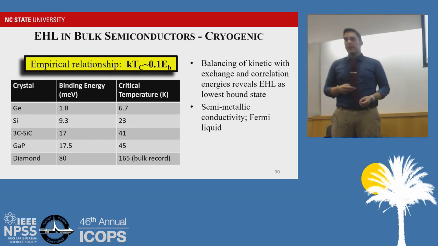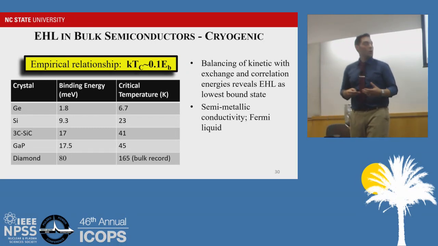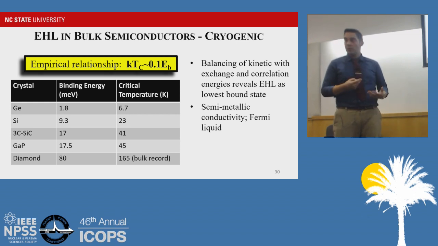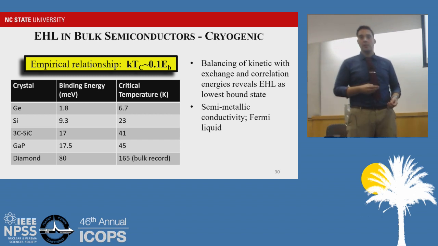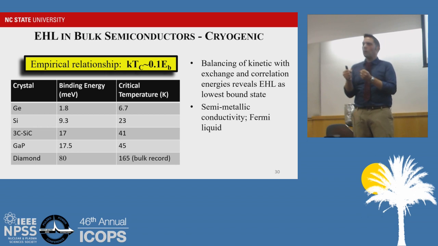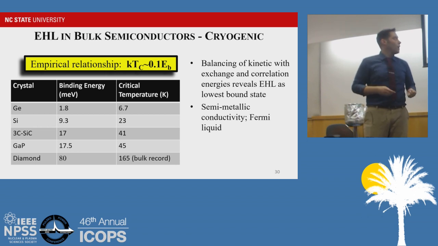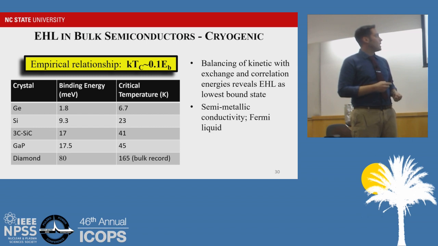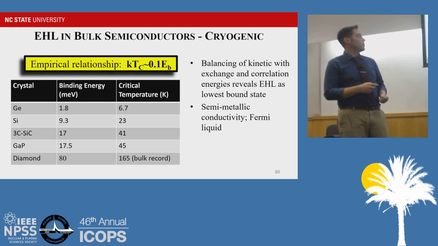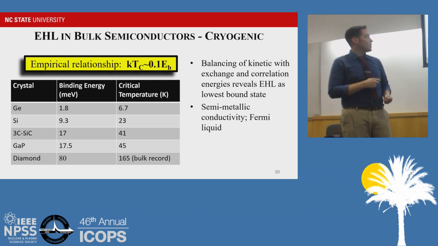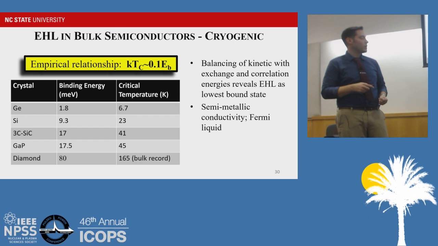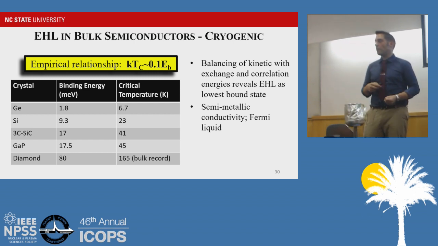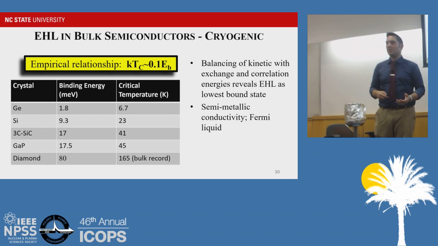An empirical relationship was found between the boiling point of the system, the critical point of this liquid, so at what temperature this thing will boil away, and what's known as the binding energy of the exciton. That's essentially how strongly bound these excitons are. What this showed was that for the discovered materials, germanium and silicon, there was about 6.723 Kelvin and a very small binding energy. But then other systems were found, and diamond was one which had the record of 165. Now, you probably don't think of diamond as a semiconductor, but hey, you excite it with 6 eV, it becomes a semiconductor, right?